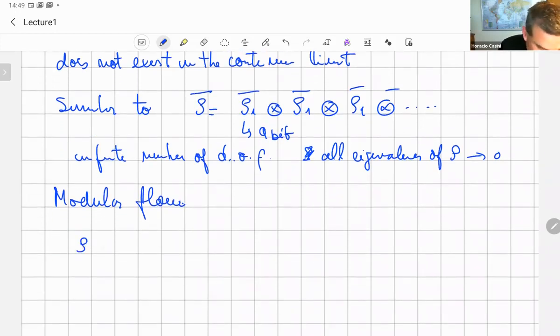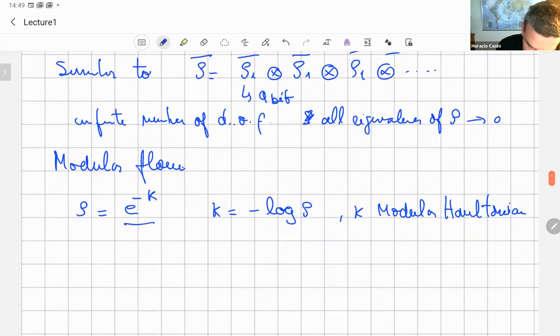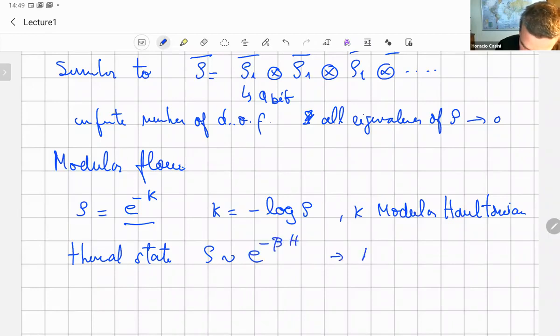Let me describe it first. If I have a density matrix, I can write it as an exponential of some Hermitian operator. So K is equal to minus log rho. And K, we call it the modular Hamiltonian. Somehow, because in the thermal state, rho is proportional to e to the minus beta H, so the modular Hamiltonian would be beta H.